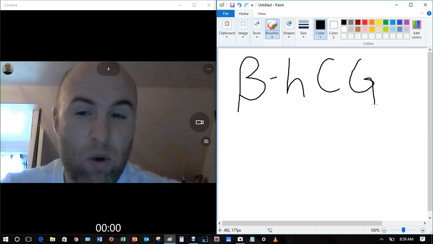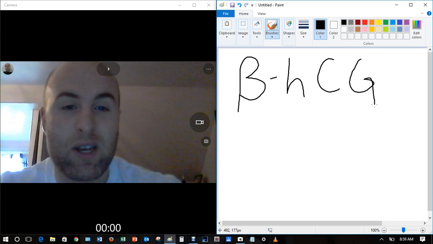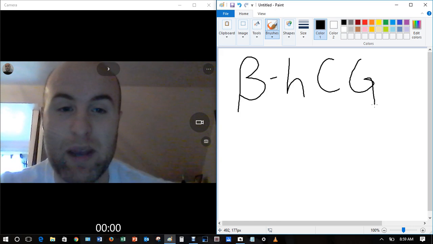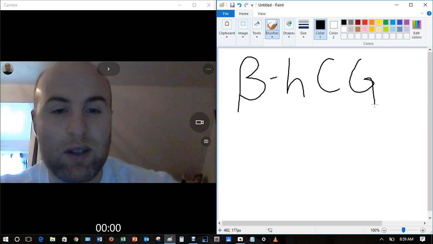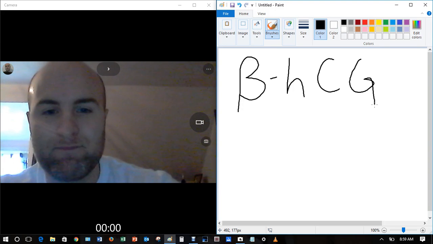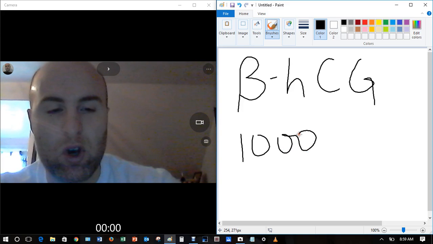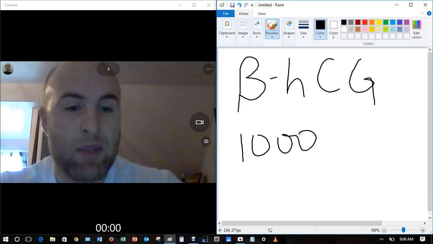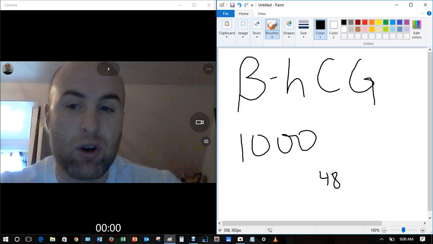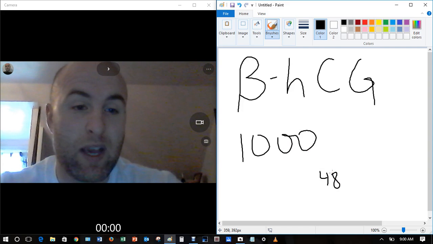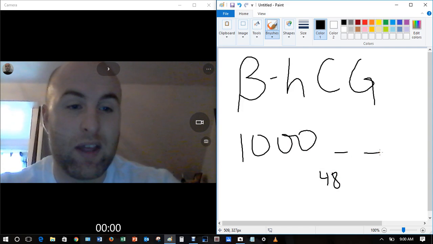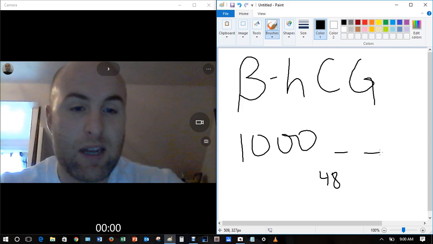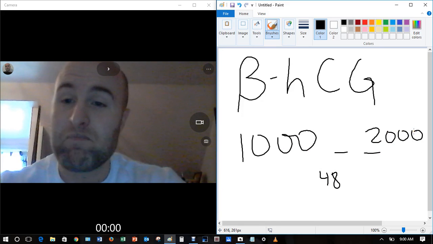The only way to know whether she is or she was is by taking more than one measurement of beta HCG. So let's say you got one measurement, and the measurement was 1,000. If the baby's growing normally and everything's fine, and this is the first trimester, the beta HCG should double every 48 hours. So you take it on this day, and then you wait 2 days, and then you measure it again, and now it's 2,000. You'd say, hey, this baby's growing great.